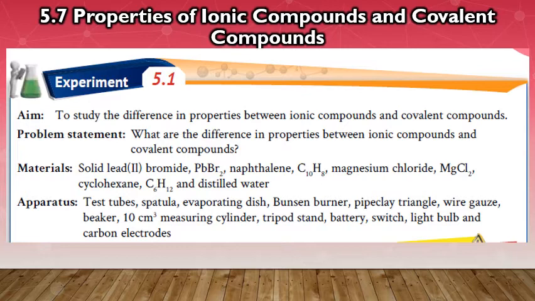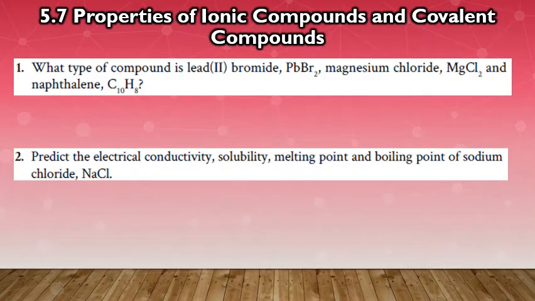We will go into details after this, so we straight away go to the discussion of the experiment. There are two questions from the experiment. The first one is, what type of compound is lead bromide, magnesium chloride, and naphthalene? Number 2, predict the electrical conductivity, solubility, melting point, and boiling point of sodium chloride.